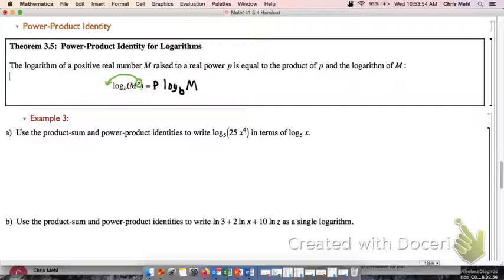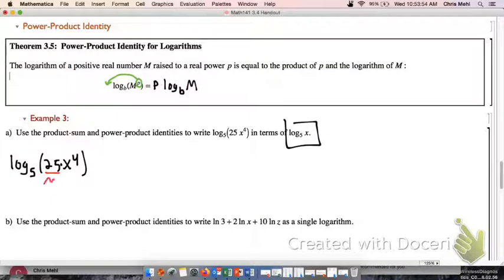Okay, so example 3, it says, use the product sum and power product identities to write log base 5 of 25x to the fourth strictly in terms of log base 5 of x. So essentially what this means is that the expression should have log base 5 of x appearing in it, so that you can think of that as like a variable in itself. Okay, so now log base 5 of 25x to the fourth. It says to first use the product sum identity.